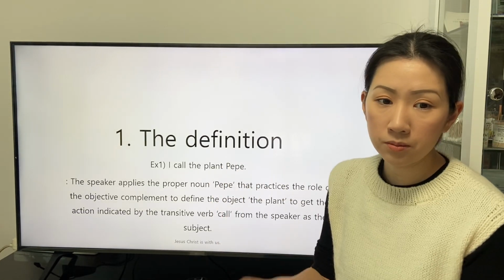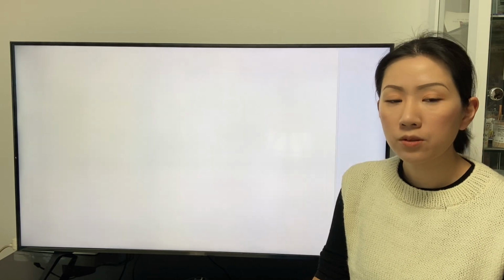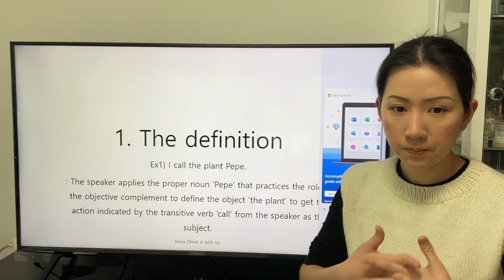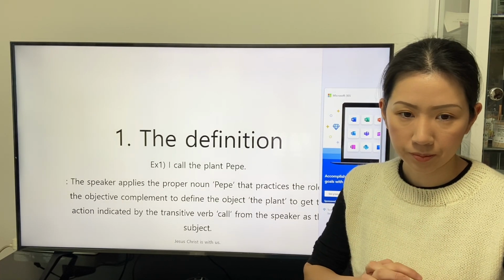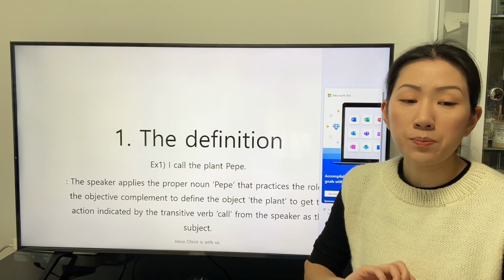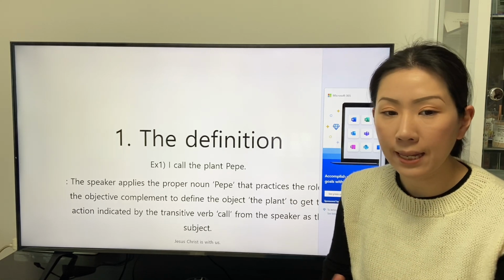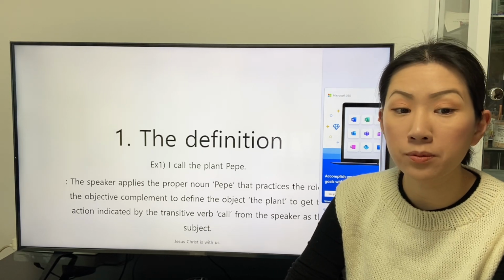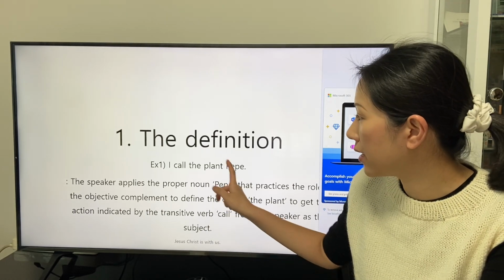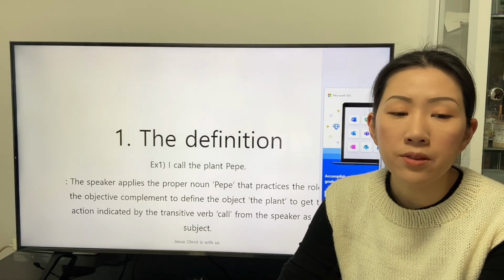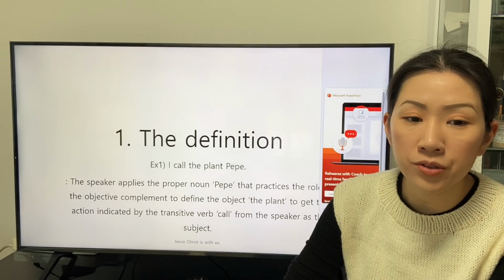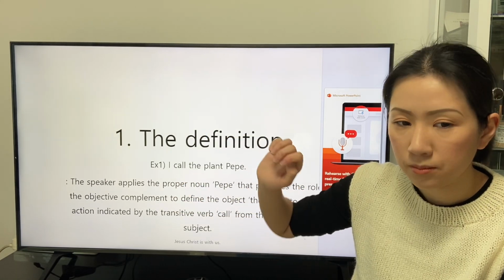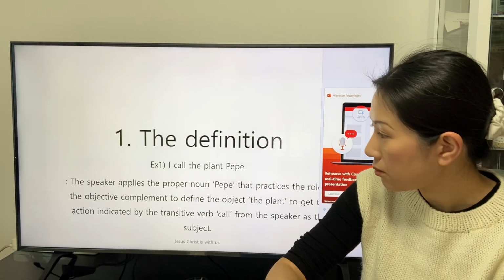There is an example. I call the plant Pepe. The speaker applies the proper noun Pepe, which practices the role of the objective complement, to define the object, the plant, to get the action indicated by the transitive verb call from the speaker as the subject.